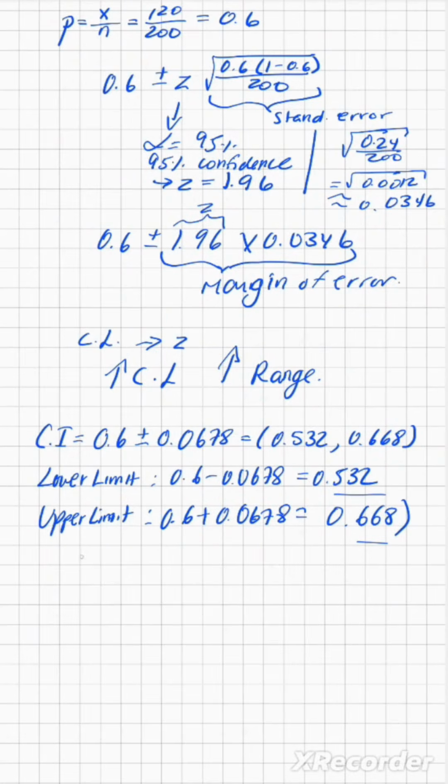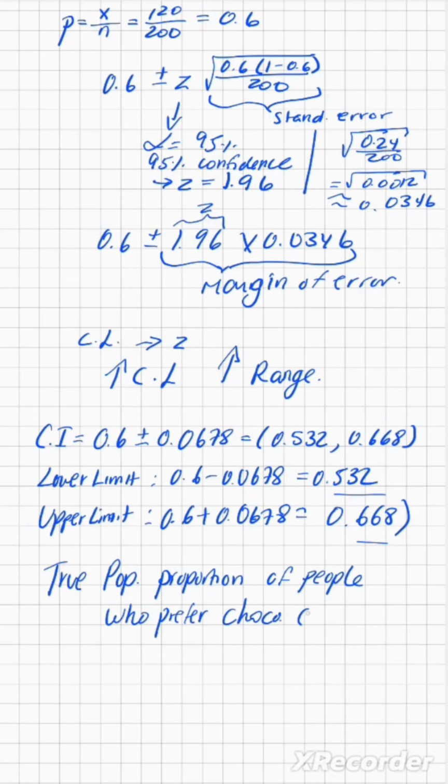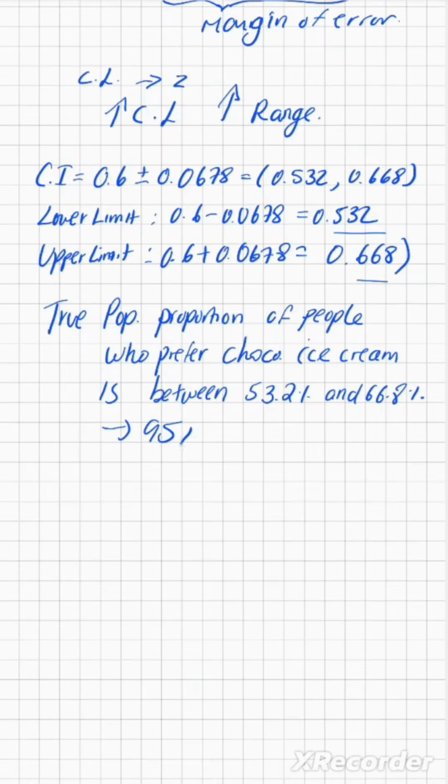So the true population proportion of people who prefer chocolate ice cream is between 53.2% and 66.8%, with a 95% confidence.